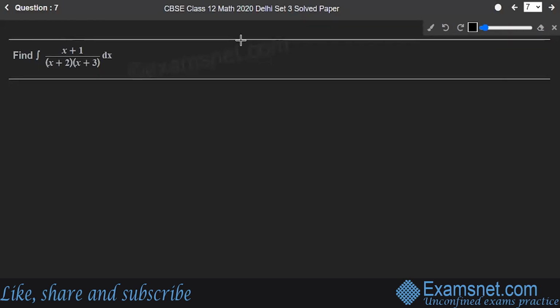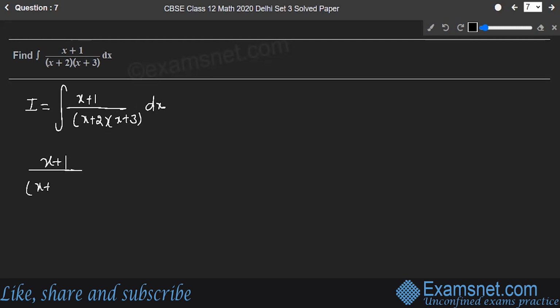Question number 7, you have to find the integral of (x + 1) divided by (x + 2)(x + 3) dx. Let's say this is equal to y. I'll solve (x + 1) upon (x + 2)(x + 3) separately by using partial fractions. This can be written as A upon (x + 2) plus B upon (x + 3).